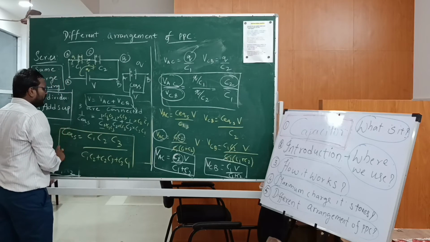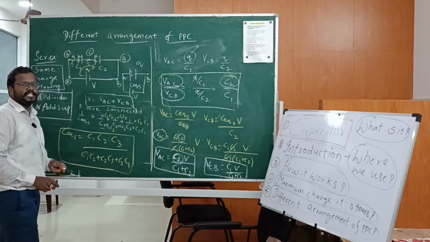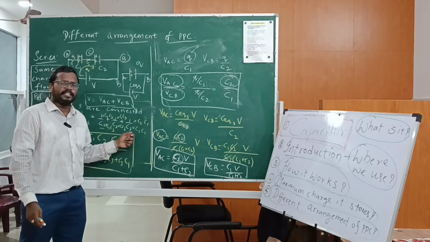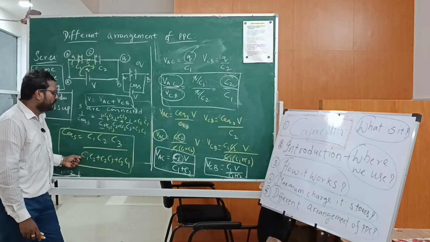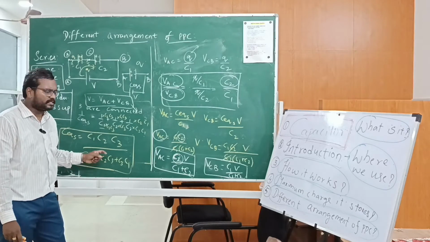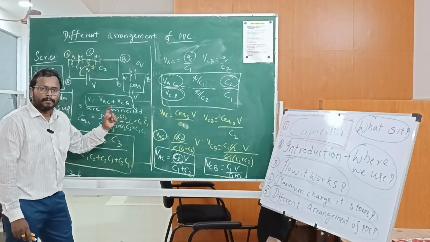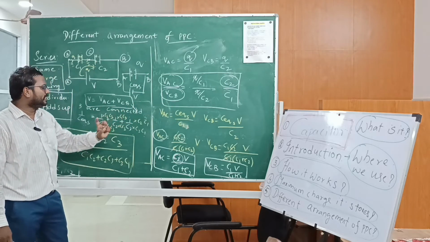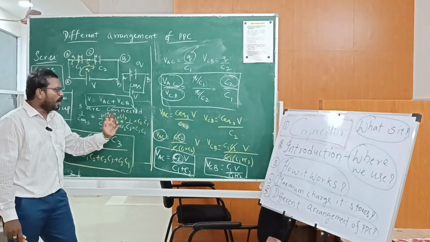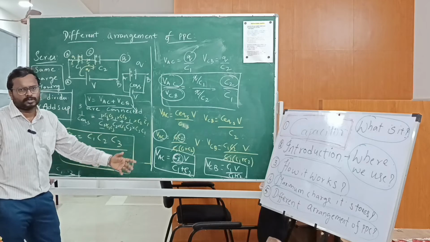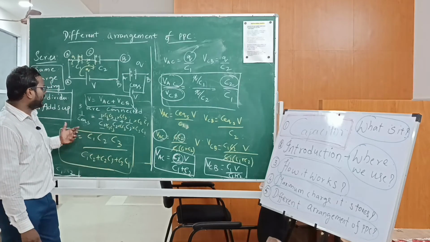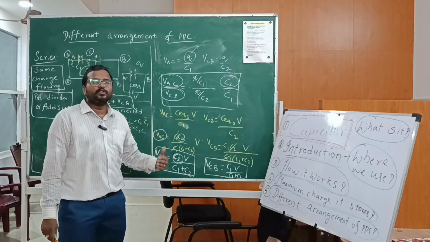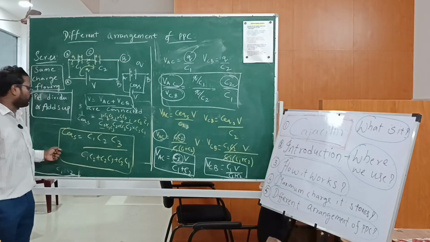If there are 4 capacitors, what changes will be there now? You have to write it directly: C1 C2 C3 C4 divided by C1 C2 C3 plus C2 C3 C4 plus C3 C4 C1 plus C4 C1 C2. All the possible combinations of 3 we must take to write C equivalent. If 4 or 5 are connected also, you should be able to write this direct formula.